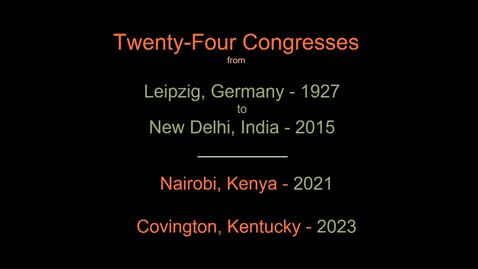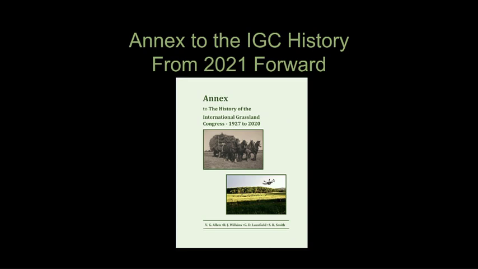It keeps going. Since then, we had the Congress in Kenya. We are standing here today in Covington, Kentucky, and those need to be written and put into the history book as well. You can't unpublish a book, and we didn't want to try. But what we did do is to create an annex, a place to house things, a place to keep things so that you don't lose them.